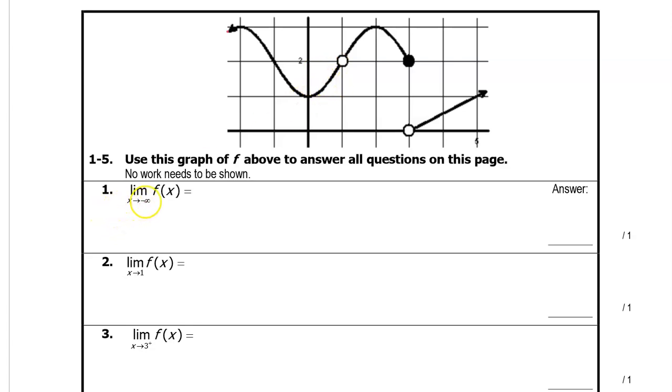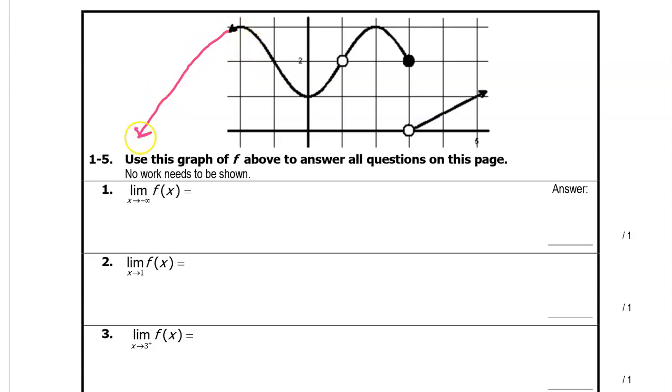For problem number 1, we need to find the limit as x approaches negative infinity of f of x. So approaching negative infinity means let's look at what happens to the value of the function as we go to the left forever. We can already see that the graph is starting to bend down. We don't know exactly what's going to happen after that, but here are a couple of examples.